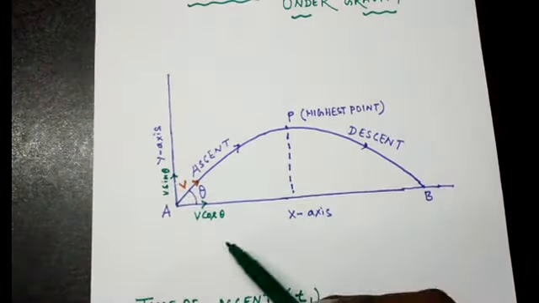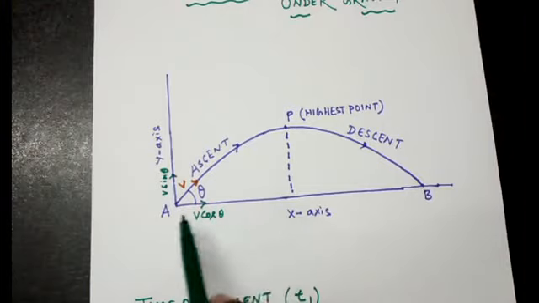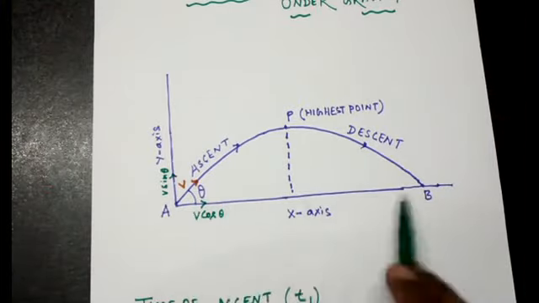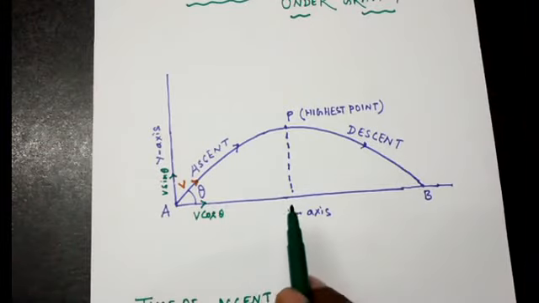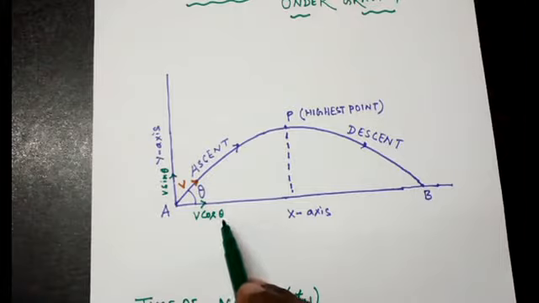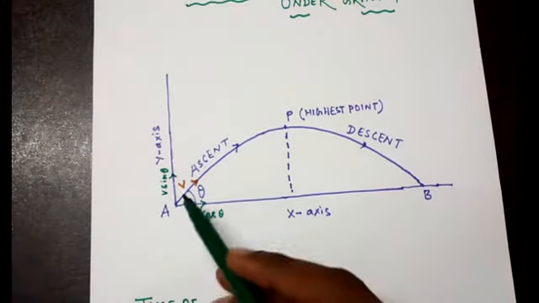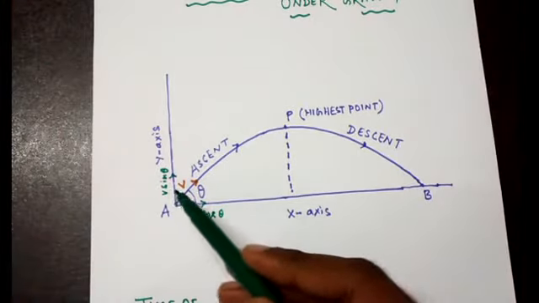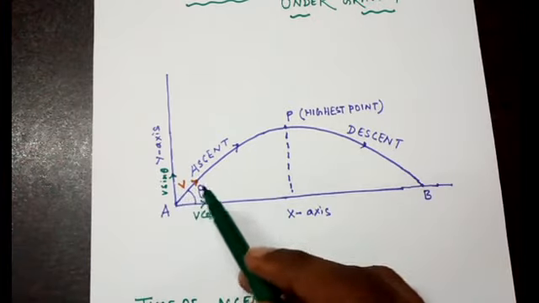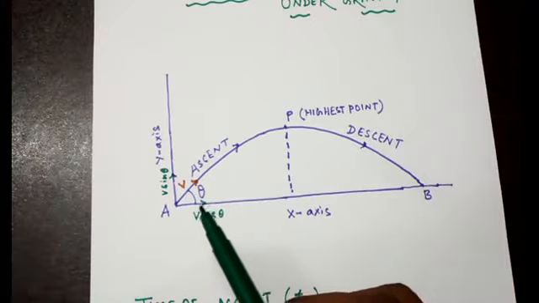Now v cos theta tries to push the object towards the right direction, that is, the horizontal movement is due to the v cos theta component, and v sin theta tries to push up the body in the upward direction.